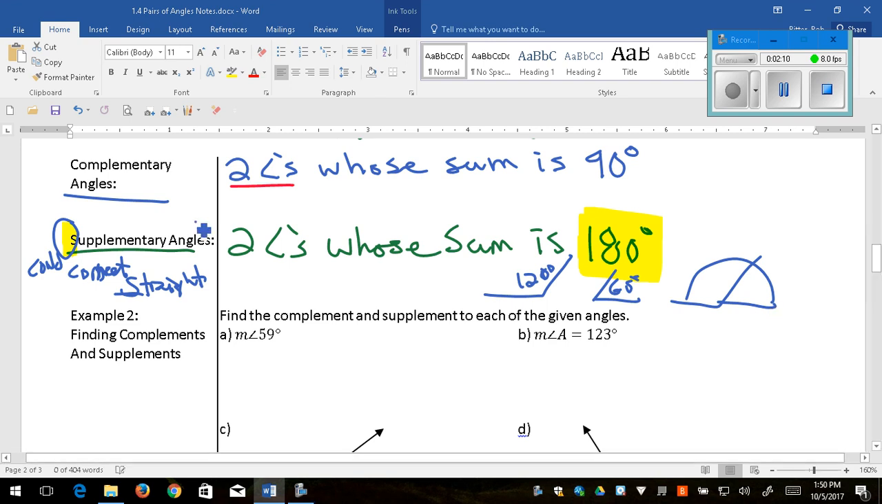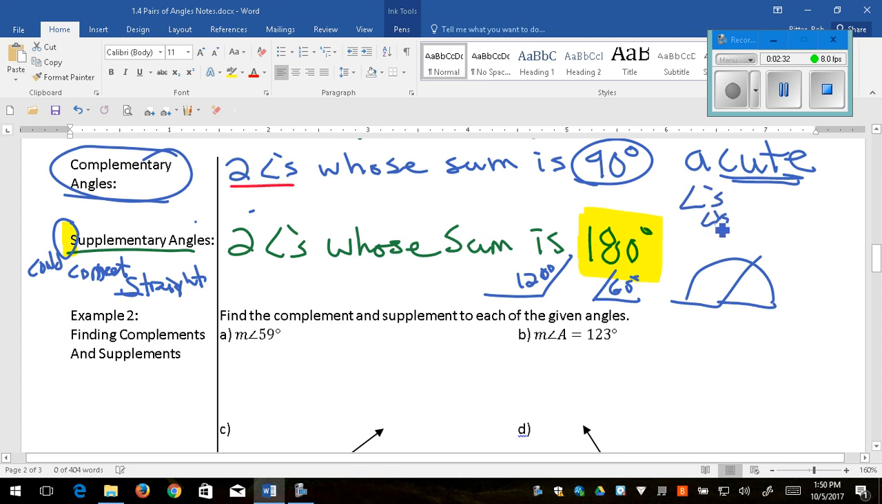Complementary, some people like to remember that one a little differently. Some people like to think they have to add up to 90, so you can't have obtuse angles that add to 90. Only acute angles can complement each other, because if they were not acute angles, if they were obtuse or if they were already 90, then it would be impossible for them to have a sum of 90.